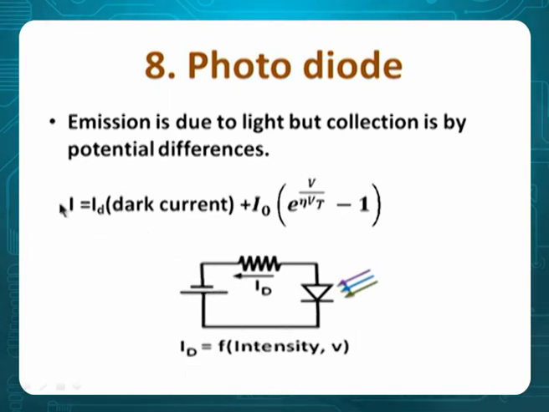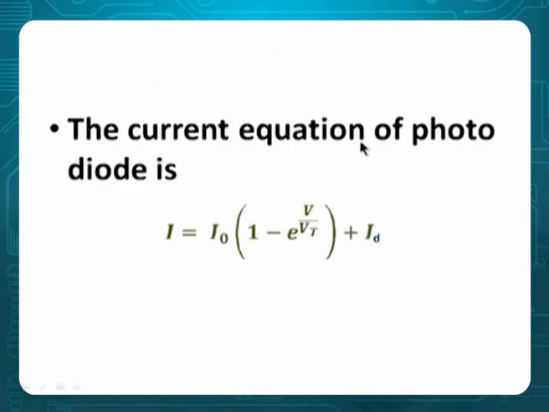So when you look at the equation, I is equal to ID, the dark current, I naught into e power V by Vt minus 1. This is the general current. I'll show you the equation here. This is the dark current, and this is the I naught into 1 minus e power V by Vt.